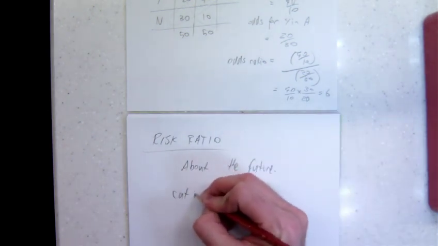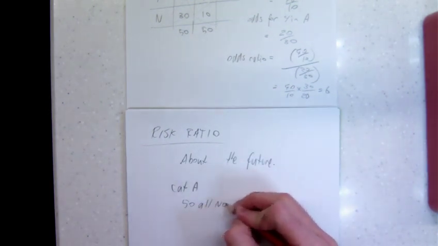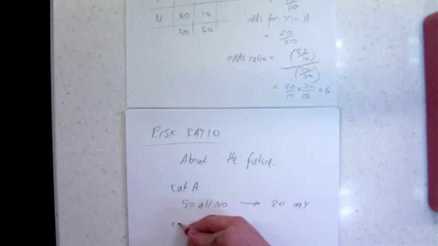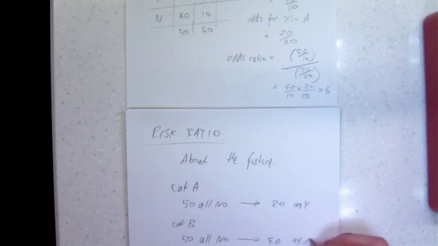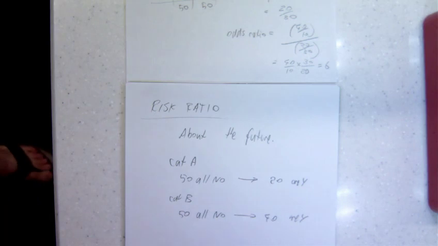And so you have category A, which might have a certain number of people and everybody's no to begin with. And then later on, maybe 20 are yes. And category B, there's 50, all no, and then later on 40 are yes. Okay? It's the same situation at the end that we had before, but we're talking literally about the risk of contracting yes. It's this disease called yes, right? So contracting yes disease, and so it's actually 20 out of 50. It's not comparing who has to who hasn't, it's comparing who has now to who didn't before.